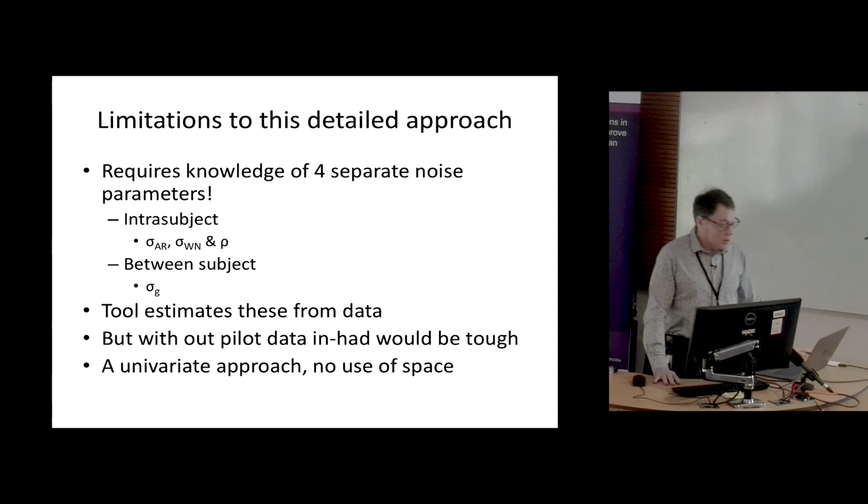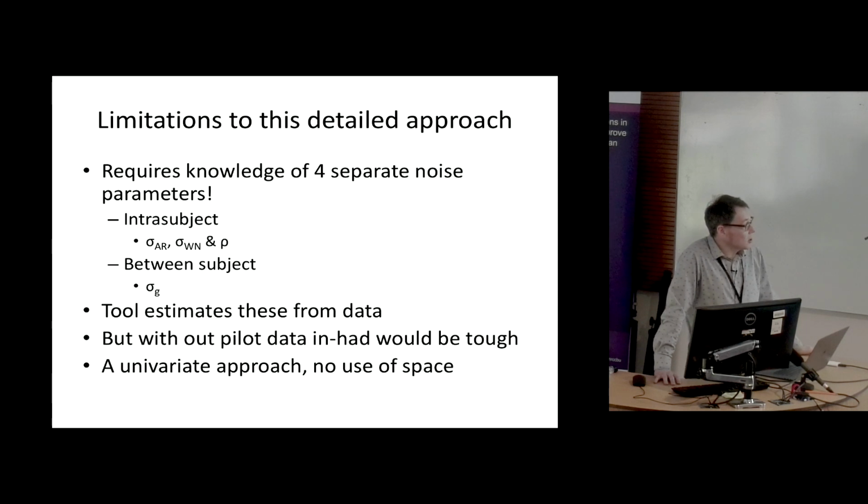Okay, so the limitations to this approach is that it does ask more of you. You need to know these parameters: the variance of the AR, the color noise, the independent noise, and the AR coefficient, and the between-subject variance. Fortunately, there are tools to estimate this, but again, you're going to be hard pressed to just come up with these values because we don't routinely present any of them.